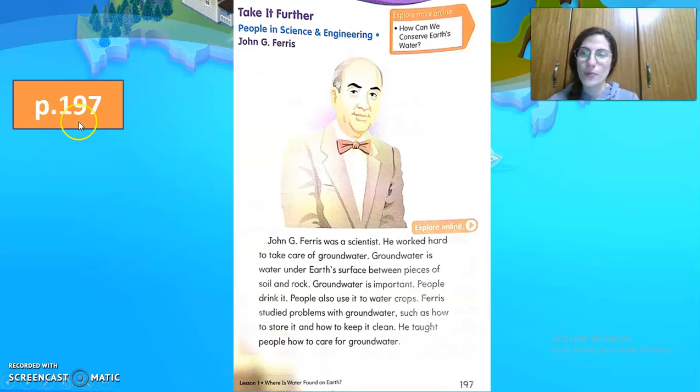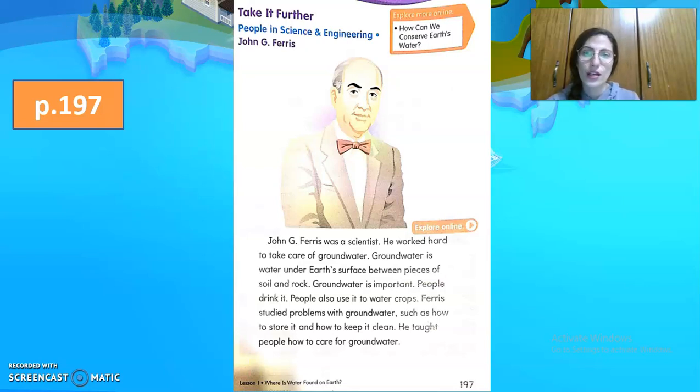We open our books to page 197 and we follow carefully. Remember guys, in the Take It Further section, it is general knowledge to know more about it, okay? You don't need to memorize it and you don't need to study it by heart, okay? All you have to do is read it and get more knowledge so you get to know more and more about the things around you, okay?